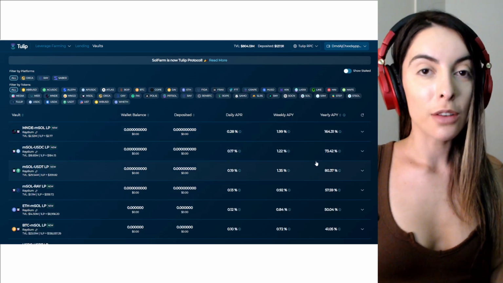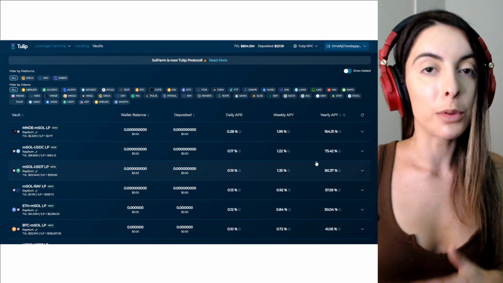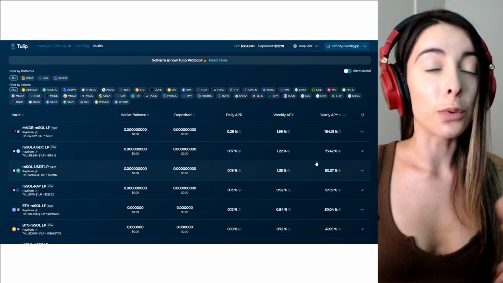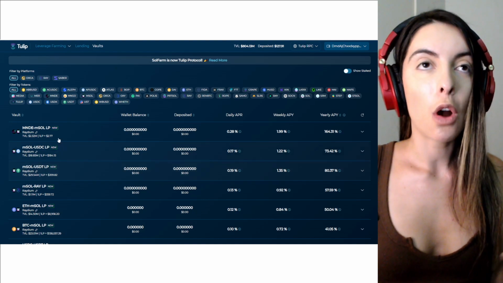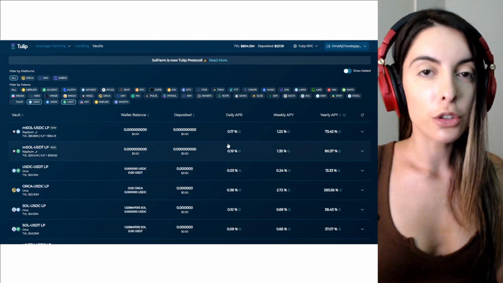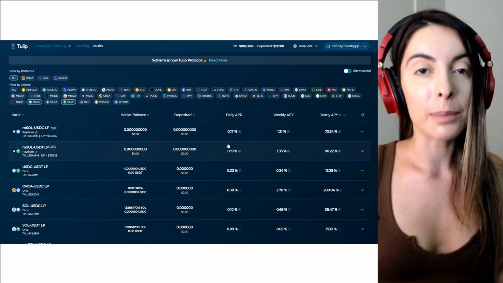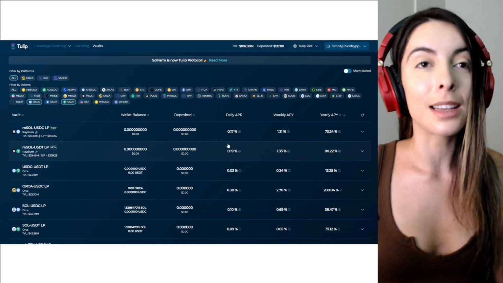So you really need to have your own strategy when you come into this whole providing liquidity or locking up your tokens into vaults or leveraged yield farming. Obviously, supplying two tokens that have very similar price levels is going to have lower APYs, because there's less risk there.